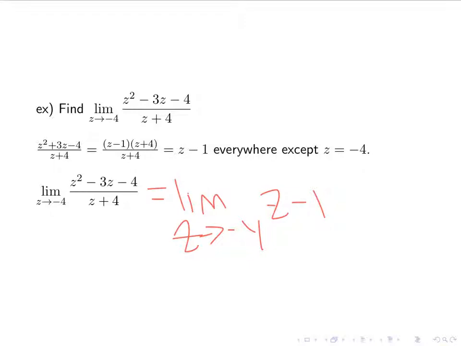And then the fact that z minus 1 is a polynomial means it's continuous everywhere, means that I can just plug in my negative 4. So I get that it's negative 4 minus 1. So again, z is negative 4, which gives us negative 5.